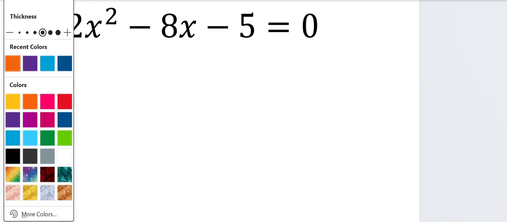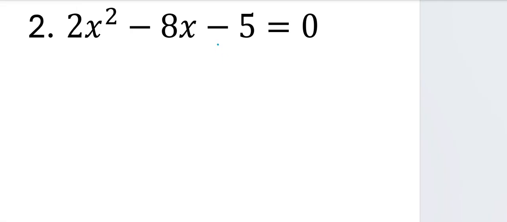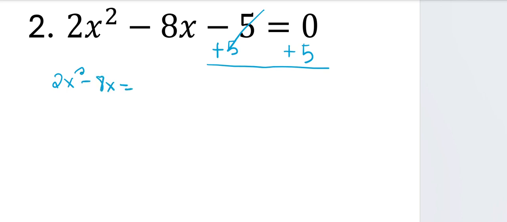Okay, so again, step 1, let's change colors because why not? We need to add the C term to the right side. Let's see if I can be more organized. I'm going to rewrite it. Then the next step says, not the next step, my apologies. Within step 1, we need to make sure that the coefficient of the x squared is 1. In this case, it's not, so we're going to divide everything by that number.